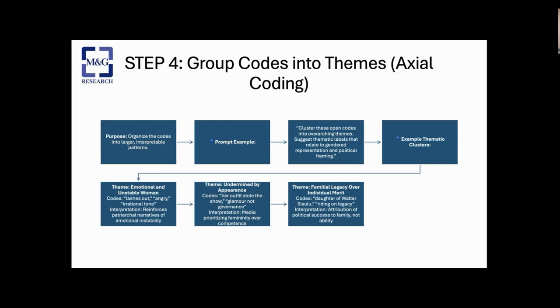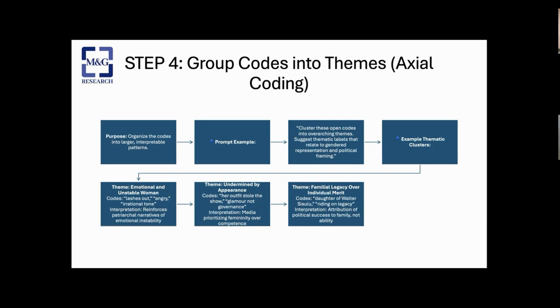Then step number 4. Now you need to group these codes into themes. This is what we regard as axial coding. The purpose in this particular case, you tell ChatGPT, is that we are at a stage of organizing the codes into larger interpretable patterns. Remember, the first thing you did was the context, and you upload your articles or transcripts. Now your prompt would be: cluster these open codes into generative themes, suggesting thematic labels that relate to gender representation and political framing. An example of clusters: Theme 1 would be the one.